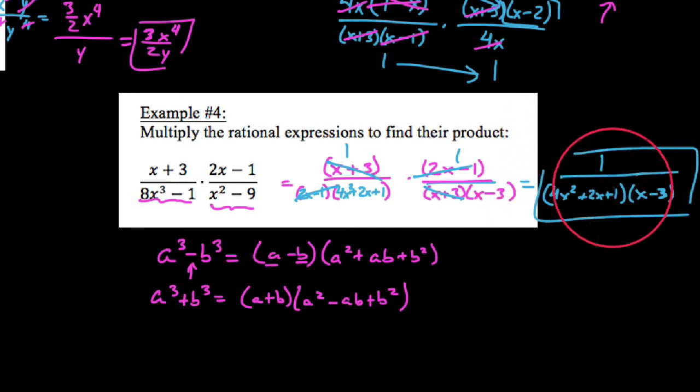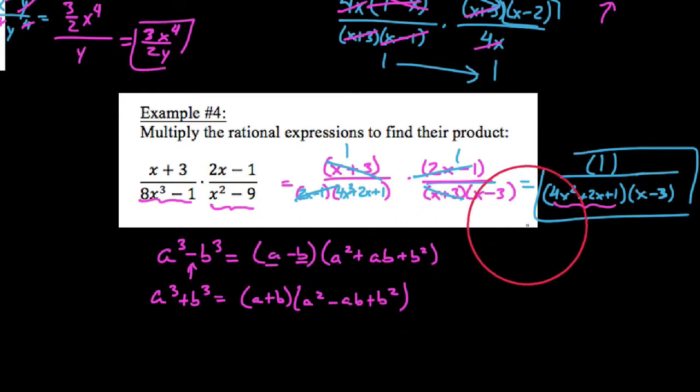But this would be simplest form because I notice the top and the bottom share no other common factors besides 1. And I know because of the laws of differences and sums of cubes that this is not a factorable thing. So this would be the simplest form, and that's how you would carry out rational function multiplication.